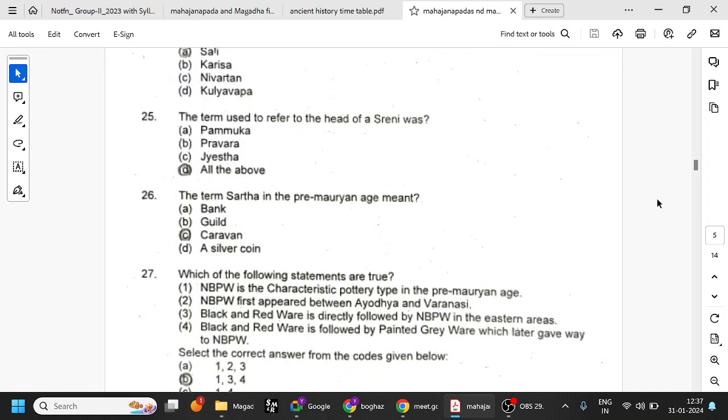The term used to refer to the head of a Shreni. Shreni means a trade guild. Traders used to form guilds, more like our unions today. And the head was referred to as Jeshta, Pravara, Pramukha, etc.